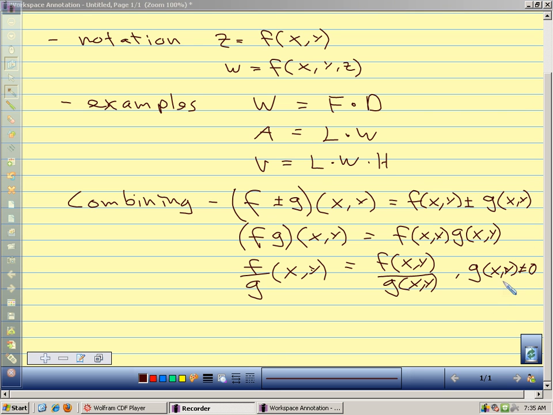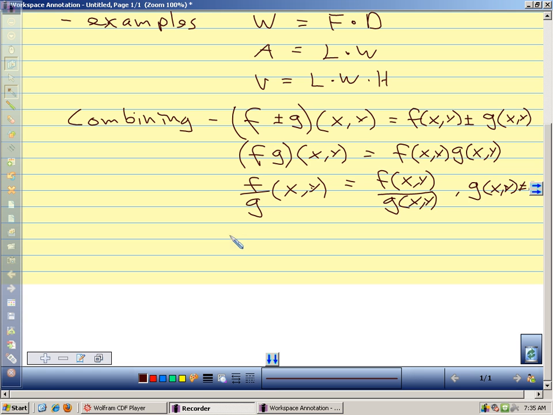And we can do compositions. g of h is just g of h of x, y. So just like we've done with single variable functions, we're just adding a variable here. But like I said before, what we're interested in is how we're going to visualize these functions and how we can graph multivariable functions.